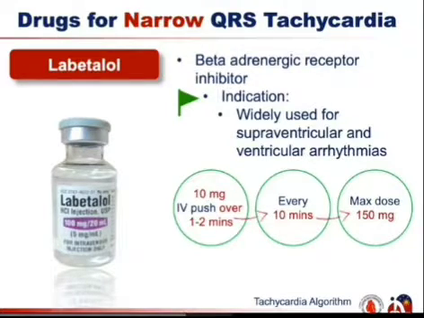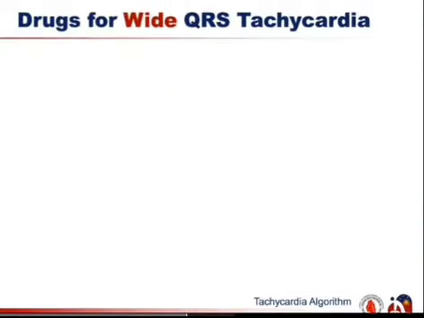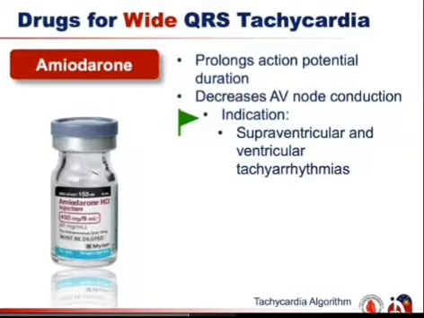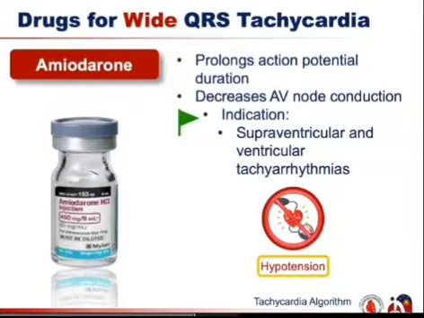For wide QRS tachycardia, the most common drug that we use is amiodarone, that acts by prolonging the action potential duration and decreases AV node conduction. It is also widely used for supraventricular and ventricular tachyarrhythmias. You should give this drug with caution, especially to patients with low blood pressure.